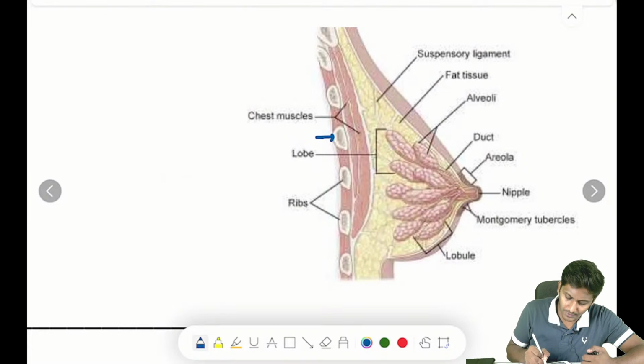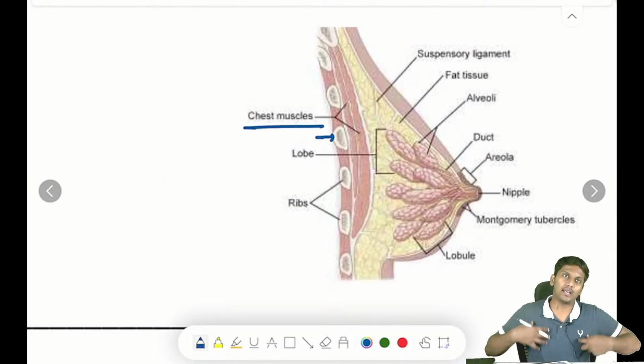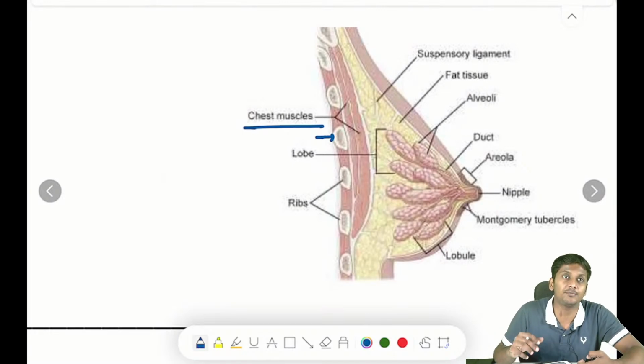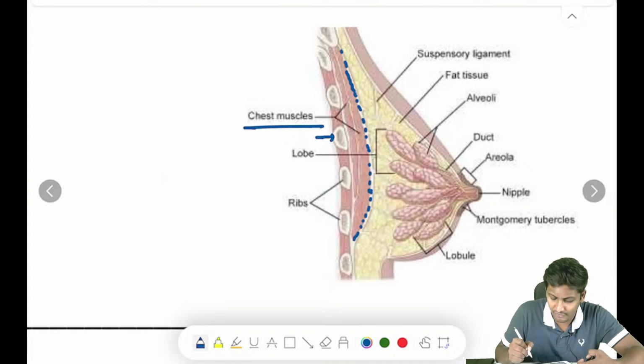These are nothing but your ribs. On the ribs we have the chest muscles, and the main chest muscles are the pectoralis minor and the pectoralis major. Then this pectoralis minor and major is covered with this fascia around here, and this fascia is nothing but your pectoralis fascia. Above this pectoralis fascia, can you see you have this breast?